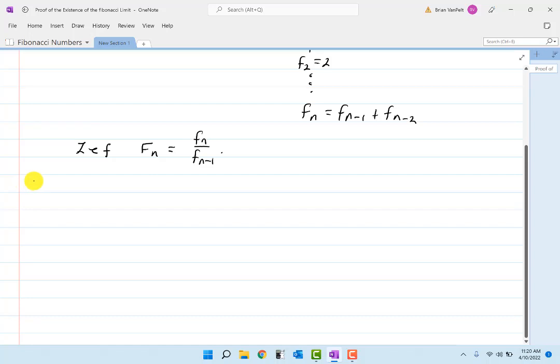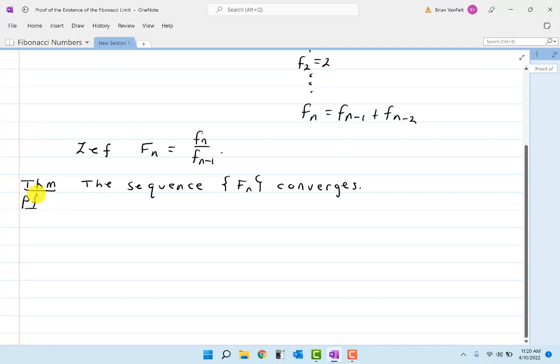And I guess we'll call this theorem that I'm talking about: the sequence capital F sub n converges. This is the part you never seem to see anybody talk about in their videos, so that's why I'm putting it up.